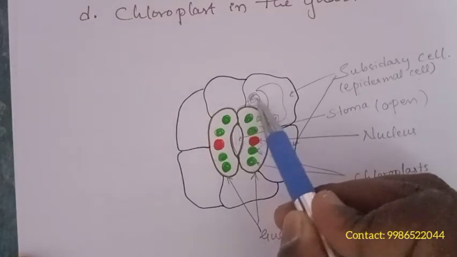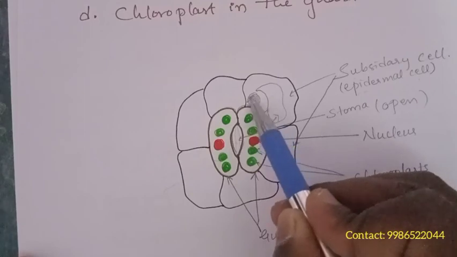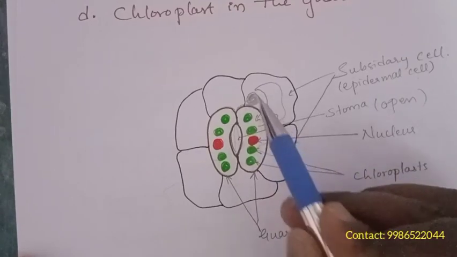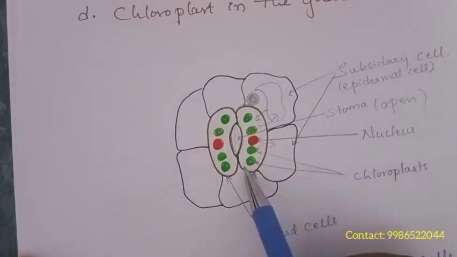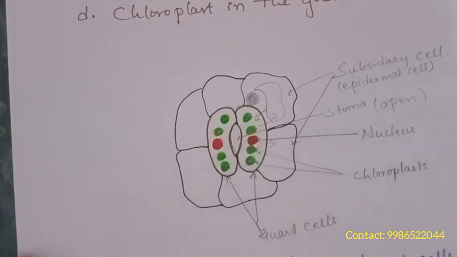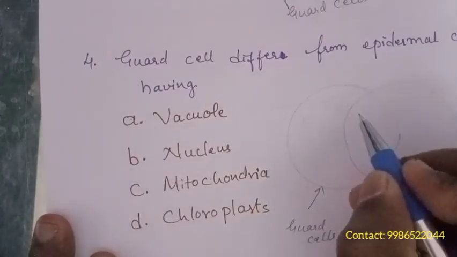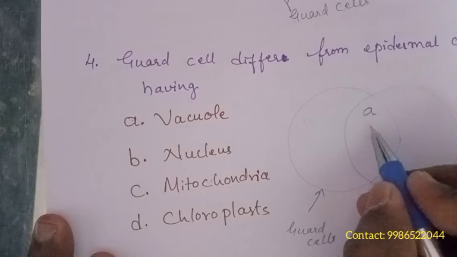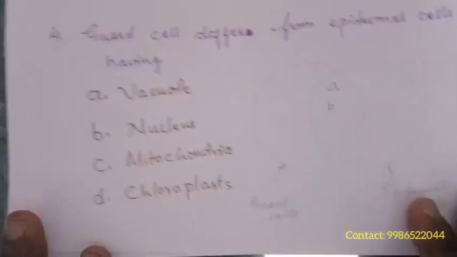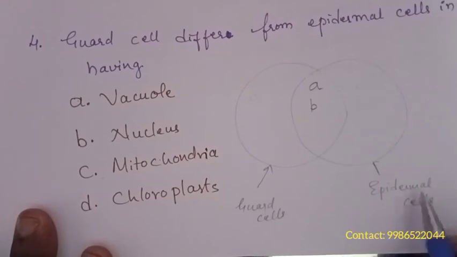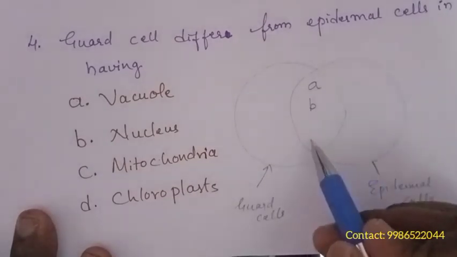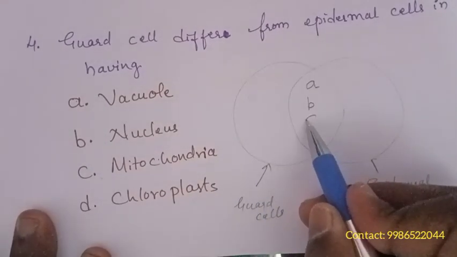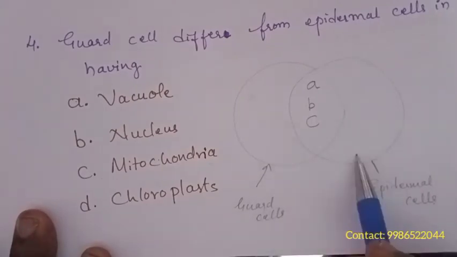These epidermal cells are actually a permanent tissue, so cells of the permanent tissue should have a nucleus and a vacuole. So we can write here option A and option B present in guard cell as well as epidermal cell. Hence all the cells perform respiration, that is also aerobic respiration. They should have mitochondria in them. So let us write C in both the cells.